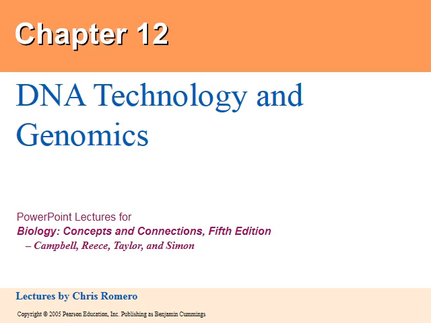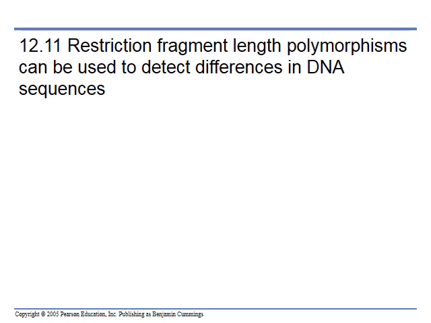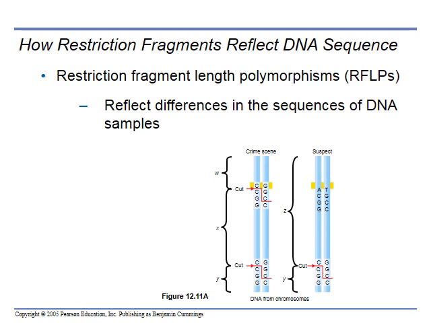Okay, this is Chapter 12, DNA Technology and Genomics, Part 2. All right, restriction fragment length polymorphism can be used to detect differences in DNA sequence. And all that means is that when we chop up the DNA, it's going to be in different lengths for different people, and we can figure out the genes they have by the length of those fragments. So let's take a look at that.